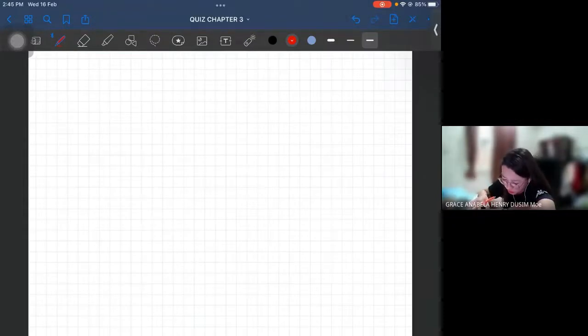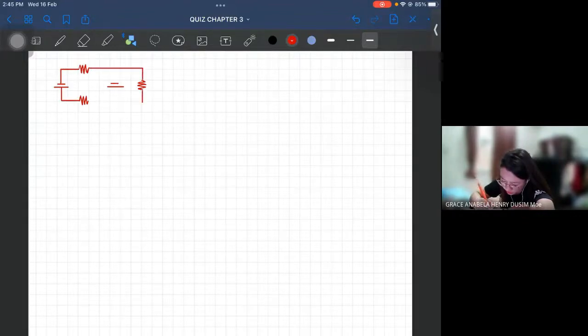But first, let me redraw the diagram lah. So there's resistor here, there's resistor here, and then here. Okay, the battery. Okay, so this is 16 ohm, 18 volt, 25 ohm, 12 volt, 18 ohm.